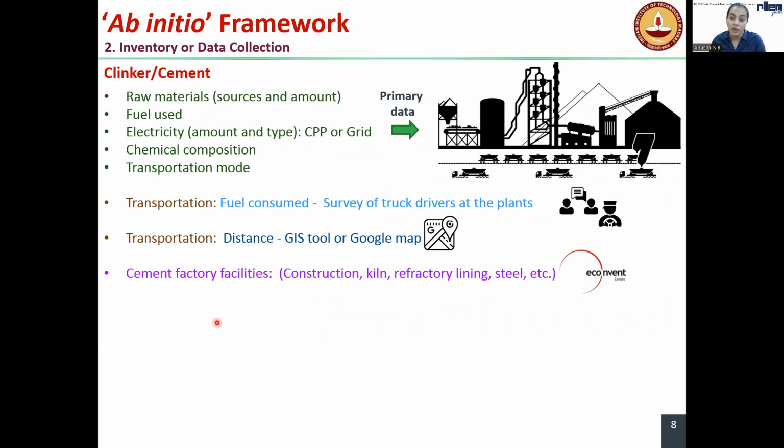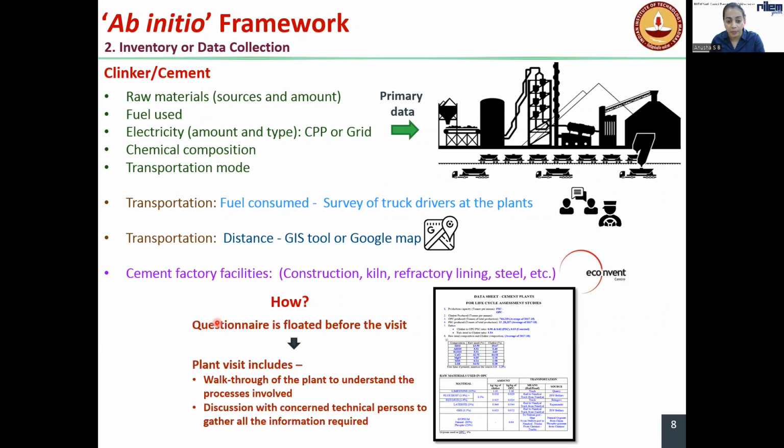Then in case of ground to gate system boundaries, I was also dependent on the EcoInvent database to collect the data. How did I go about doing this? I floated the questionnaire beforehand so that the cement plant officials know what kind of data I'd be expecting from them once I visit. Then I visited the plant, went in and around the cement plant to understand what the different processes are, to have a process flow map. Later, I spoke to officials so that I could gather all the required information for conducting life cycle assessment.